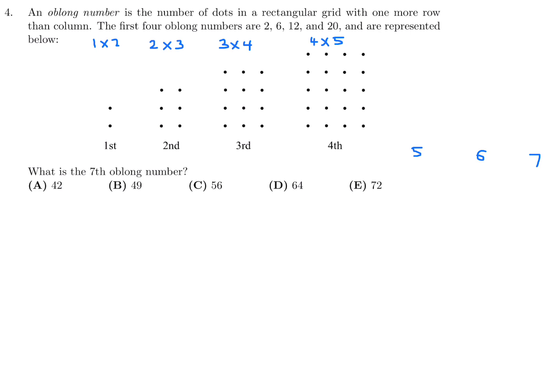And as you can probably tell, this pattern continues. So the fifth one will be 5 by 6. The sixth one will be 6 by 7. And the seventh one will be a 7 by 8 pattern of dots. And 7 by 8, 7 times 8, is 56. That would be the 7th oblong number. So number 4, the answer is C.